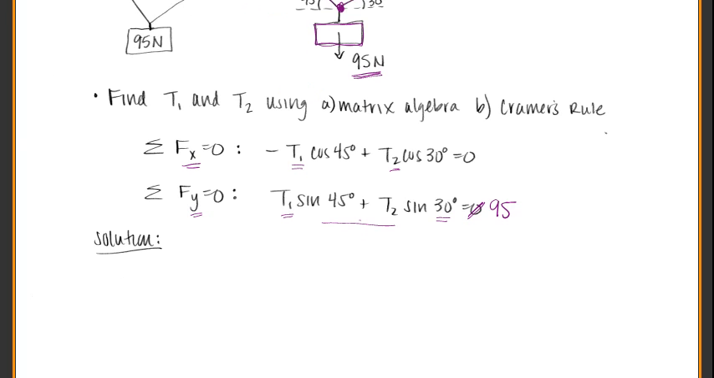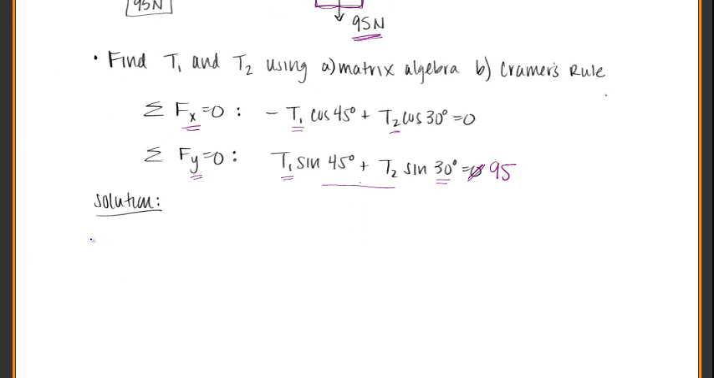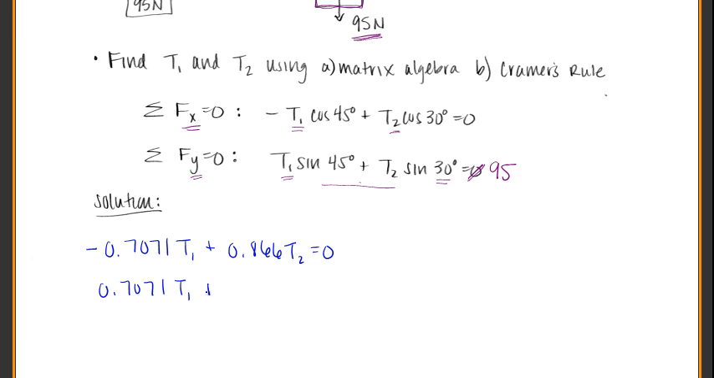Okay? So in that case, when I do cosine of 41, it's going to be negative 0.7071 T1 plus 0.866 T2 equals 0. And then the other time, you're going to get 0.7071 T1 plus 0.5 T2 equals 0. So here's really our system of equations.